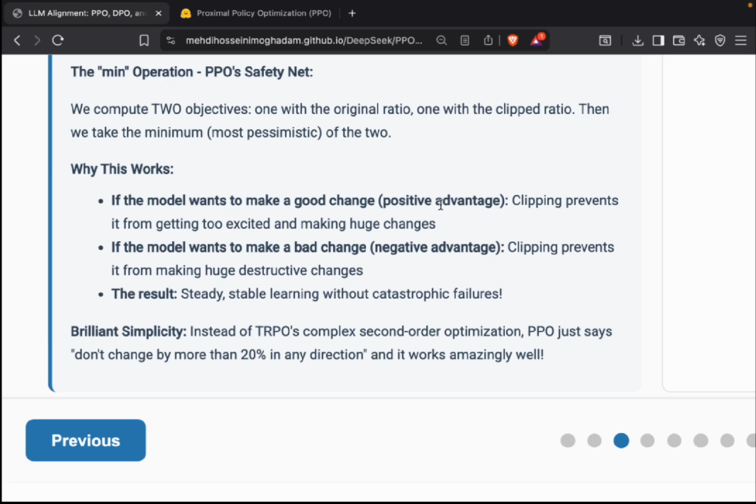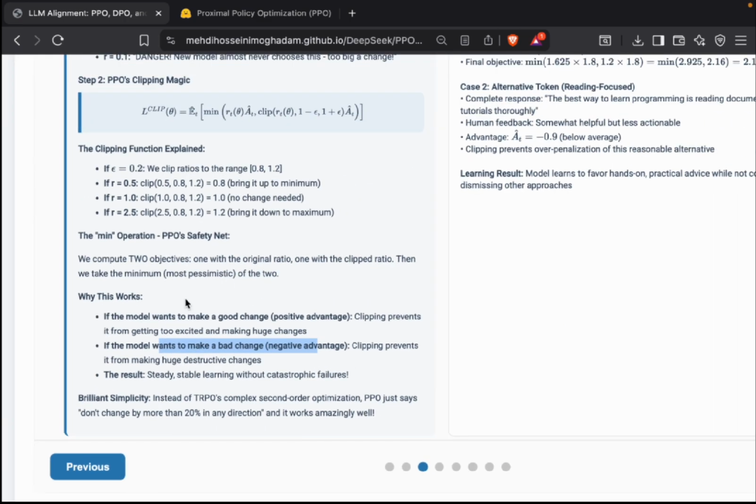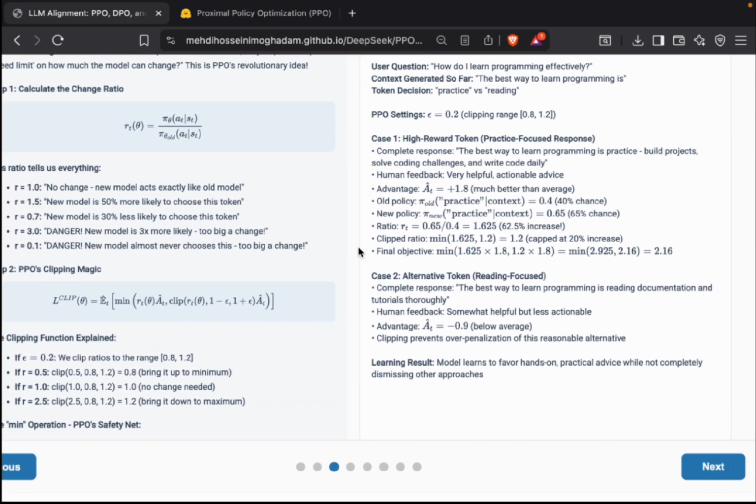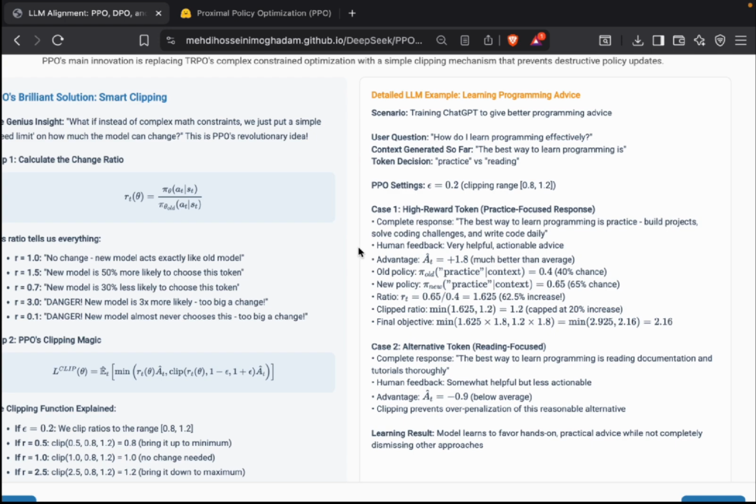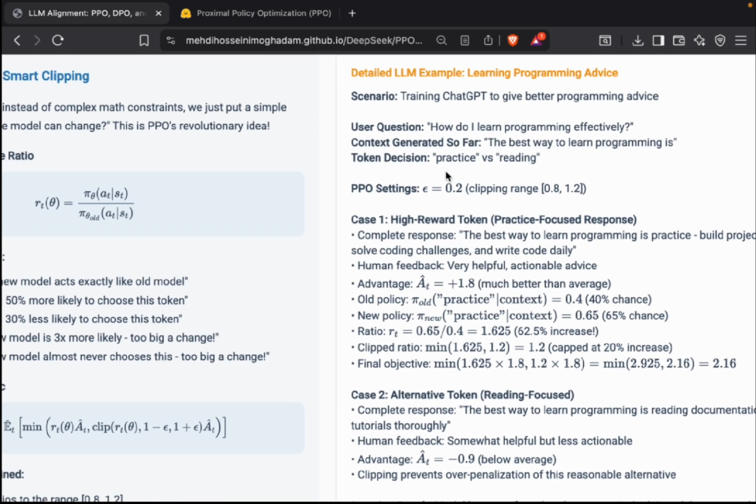If the model wants to make a good, positive change, clipping prevents it from getting too excited. Or if the model wants to avoid a mistake, a bad change, again it will clip it from making huge destructive changes. The result is steady, stable learning without catastrophic failures. So that's what technically will happen. And again, there is a numerical example for that, which we can quickly go into.